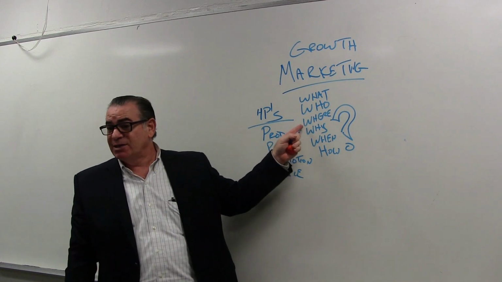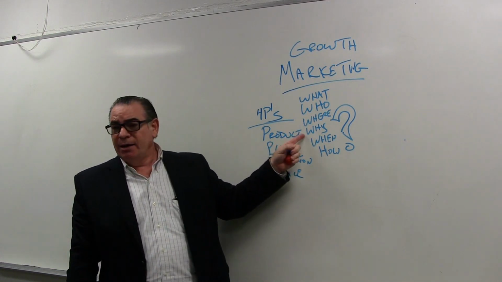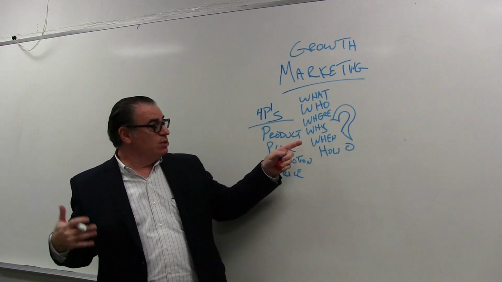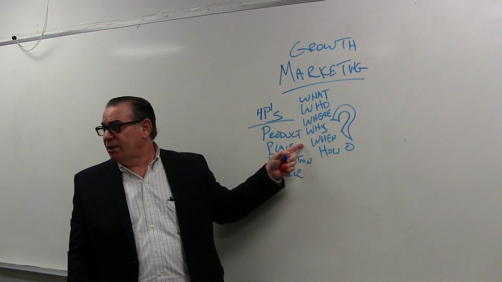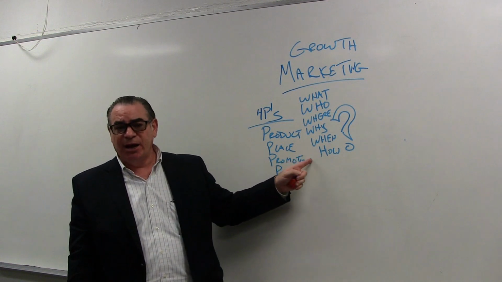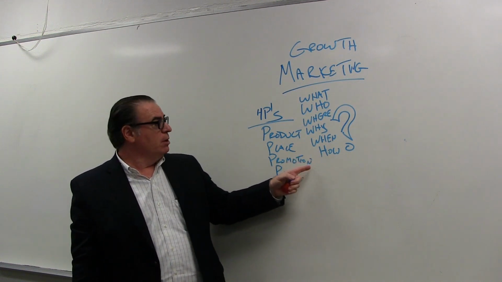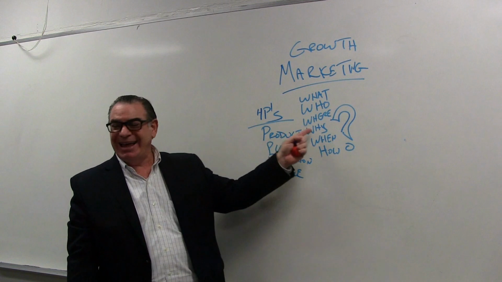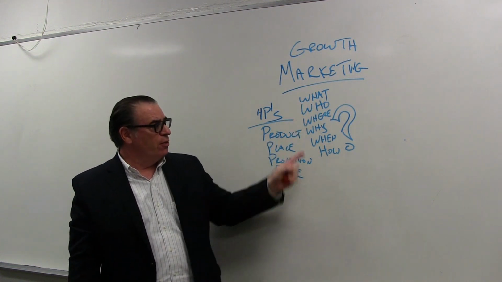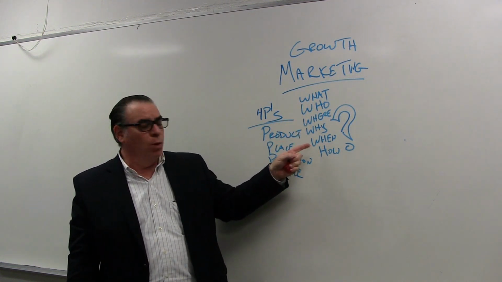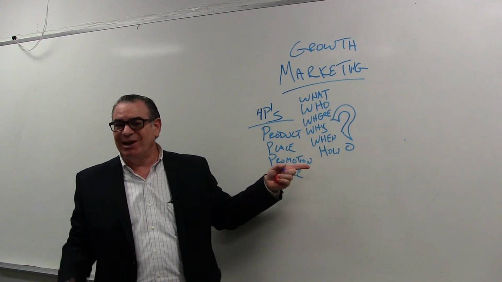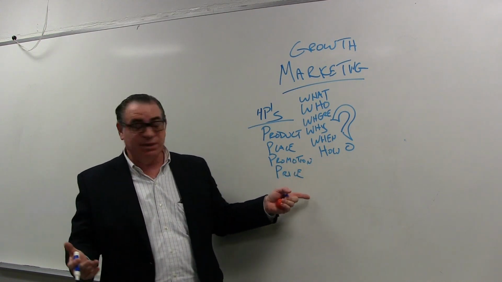Where can you find that target market? Why will they buy your product? Why do they exist? When will they buy that product? When will they get the messaging? And how will you communicate a message to them? Right? So the 4 Ps, you're able to answer a lot of those 4 P questions with the what, who, where, why, when, and how. That's some of the stuff we did in elementary school when we did book reports and things like that, right?